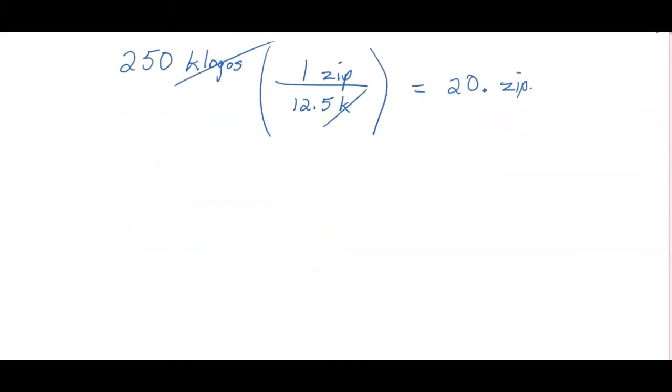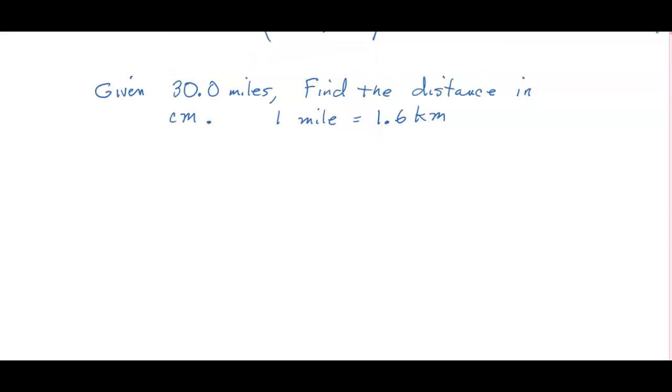I hope you got this answer. Now I know a lot of you are probably thinking, I really didn't need to do that funky factor label thing to get that answer, Mrs. Keep. So let's try a slightly harder problem where it makes more sense to use factor label. So here's a slightly harder problem. We want to go from 30 miles to centimeters for some reason. And we're going to start with our given number, which is the 30 miles.